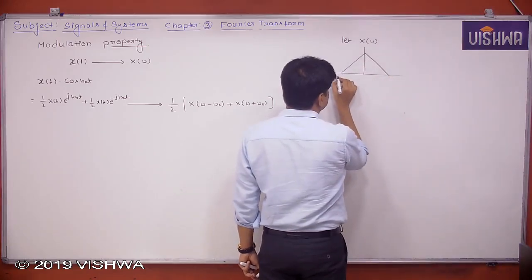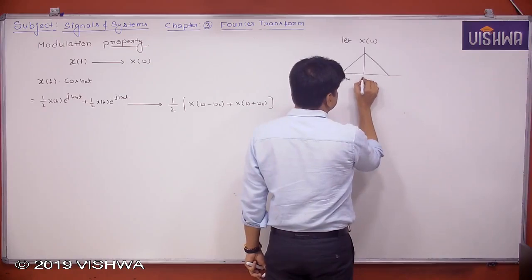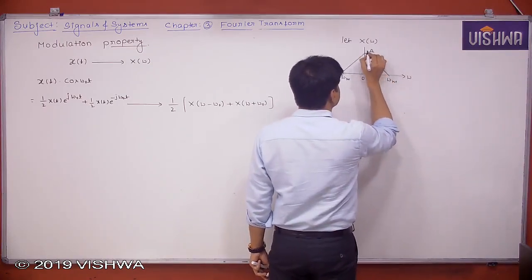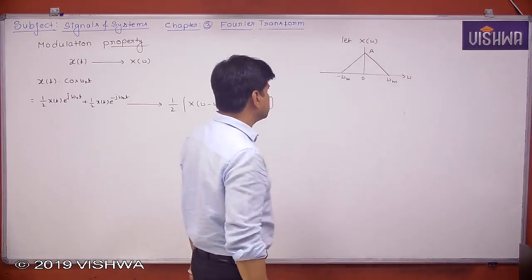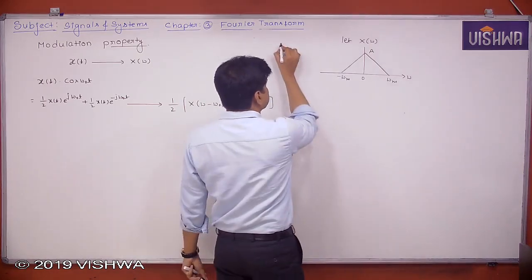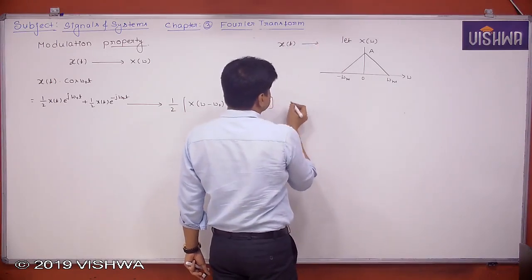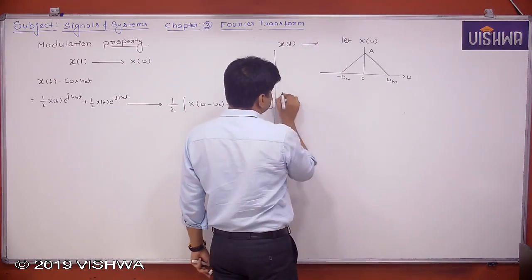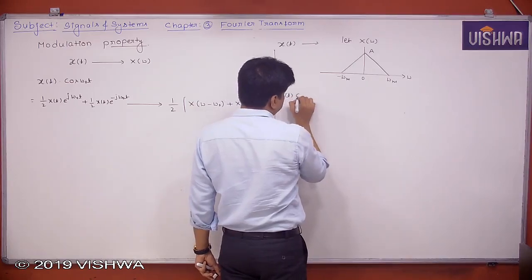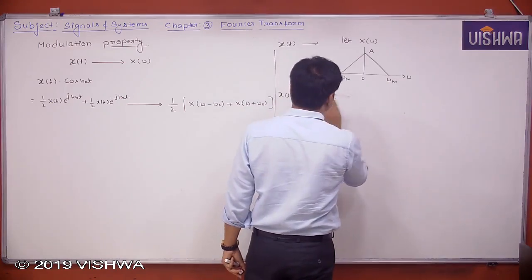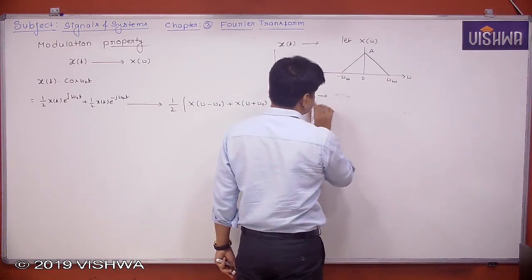So let's say the spectrum extends from minus omega m to omega m, with magnitude A. Now if x of t has a Fourier transform like this, then what is the Fourier transform of x of t cos omega naught t? What does it look like?